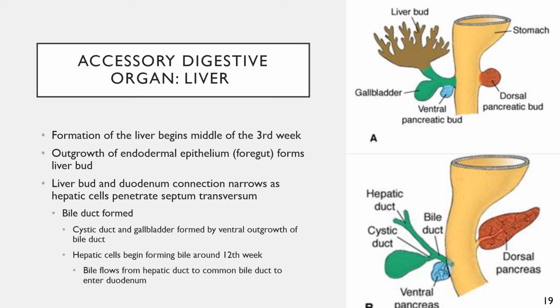The cystic duct and gallbladder are formed by a ventral outgrowth of the bile duct. Hepatic cells are going to start forming bile around the 12th week, and bile will flow from the hepatic duct to the common bile duct to enter the descending segment of the duodenum. Bile is very important as it aids in the emulsification of fats, eliminates bilirubin, and neutralizes stomach acids before food enters the ileum.